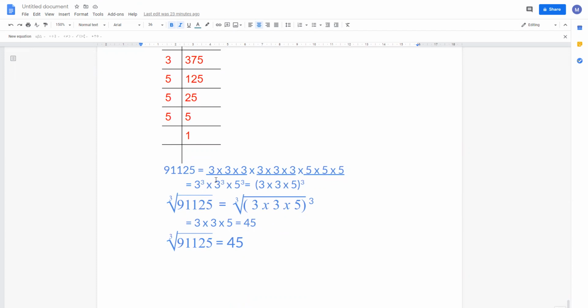Making groups of 3 factors, 3 cube into 3 cube into 5 cube. Putting in bracket 3 into 3 into 5 the whole cube. So cube root of 91,125 equals cube root of bracket 3 into 3 into 5 the whole cube. So equal to 3 into 3 into 5. 3 3s are 9, 9 5s are 45. So cube root of 91,125 is equal to 45.